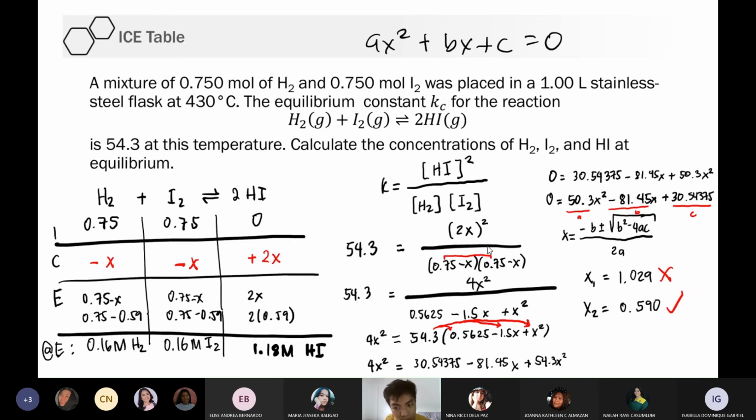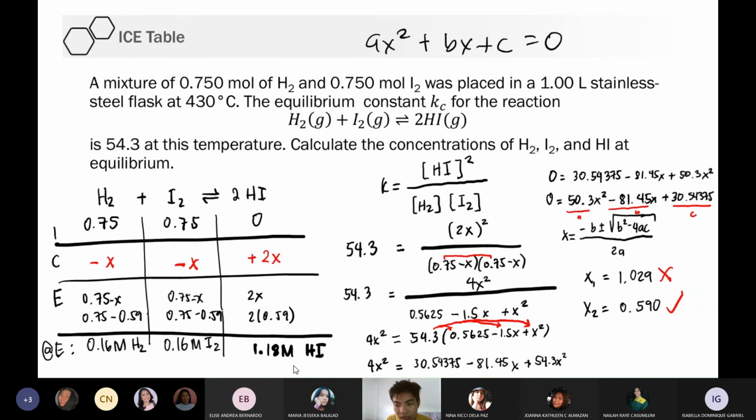Pakisolve ito uli using quadratic equations sa bahay. Nasa bahay naman kayo, no? Pakisolve na lang uli yan after the session. Check nyo kung ito rin makukuha niya. Once you were able to determine which of the two values of X will be used, you plug it here sa ating equilibrium expression. So, we get the equilibrium concentrations.